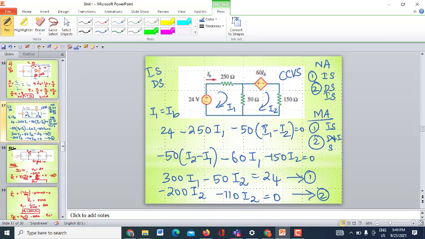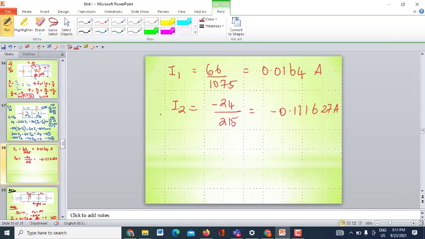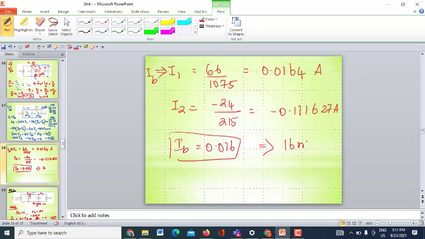So how will you solve this? Let me take and solve. When I solve this, I1 is 0.0164 amps, I2 is equal to minus 0.11627 amps. IB is I1, so this is how we will be finding the current. If I take 0.0164, it is 0.016, so it is also equal to 16 milliamperes.